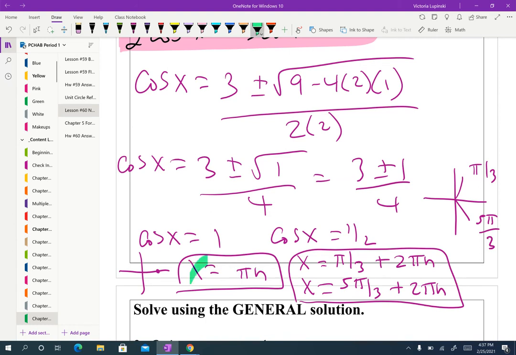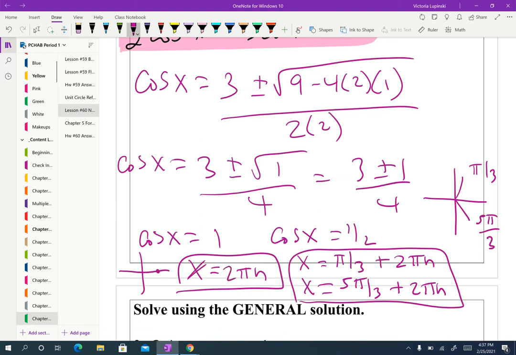Oh, class notebook, a little bit glitchy. Hang on just one second. Okay, so x equals... okay, I think we got it now.